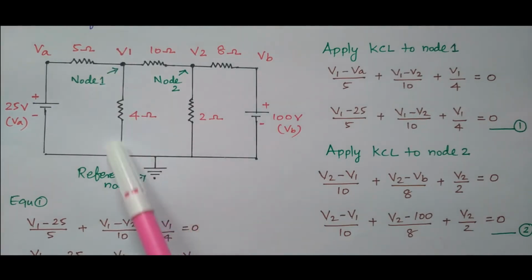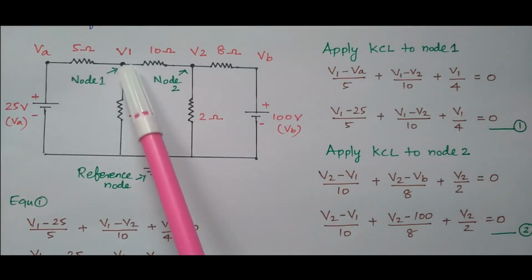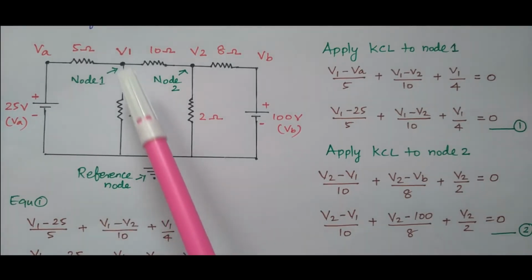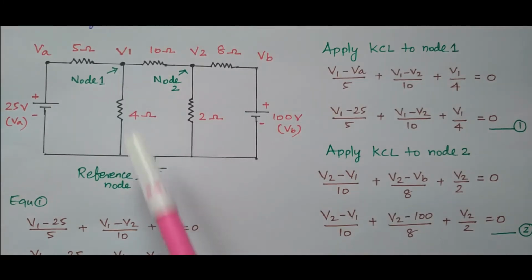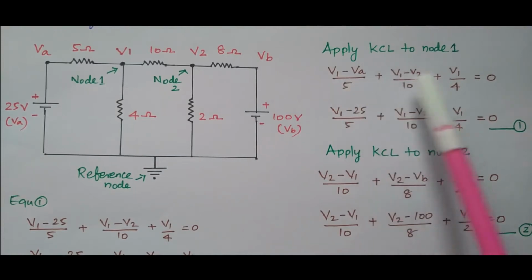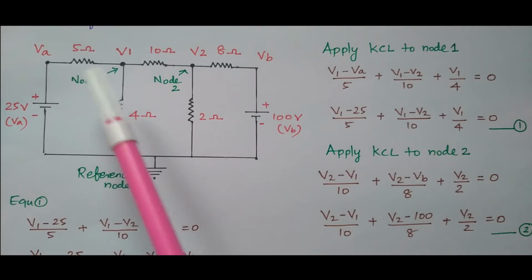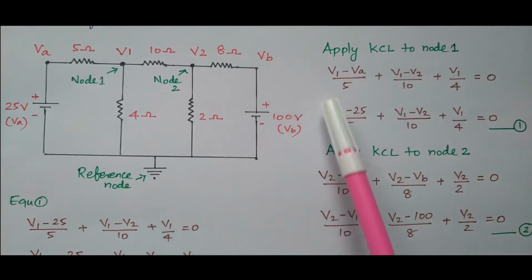Then what is the current flowing through this 4 ohm? This 4 ohm is connected to V1. So V1 by 4. The other end is the reference. This reference node means the voltage is 0. So for 4 ohm, it is connected between node 1 and the reference node, so V1 by 4. So this is the current in a junction being 0. The current in the junction is the current flowing through 5 ohm, 4 ohm and 10 ohm. That is calculated.